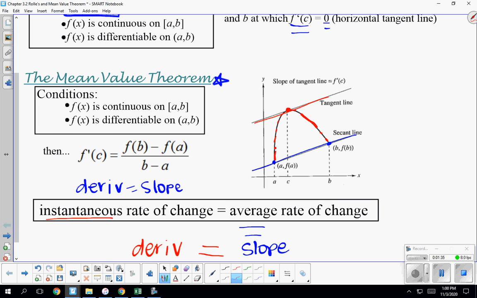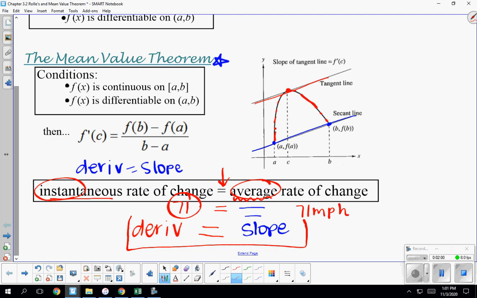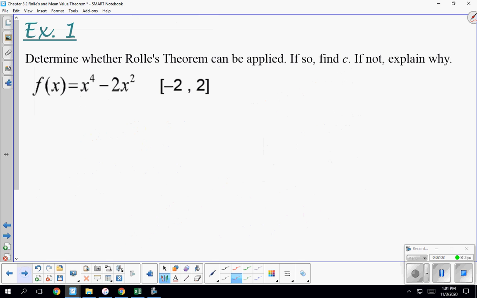So we can kind of think of it like driving on a freeway. If I were to calculate my average speed, let's say to be 71 miles per hour, the theorem just says there has to be a point in which I was actually driving 71 miles per hour. At least once. Obviously your speed would fluctuate, but there has to be at least once when your actual speed was the same as your average speed. And the way we do this is we just find the derivative and we set it equal to the slope.